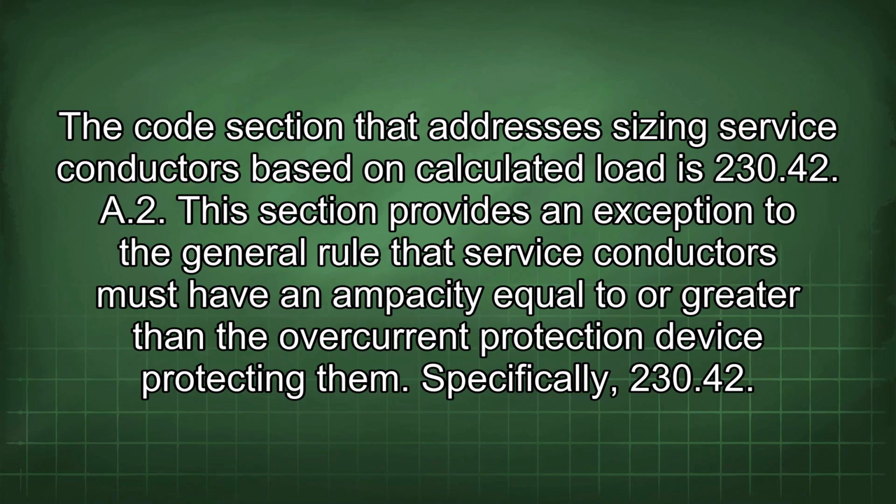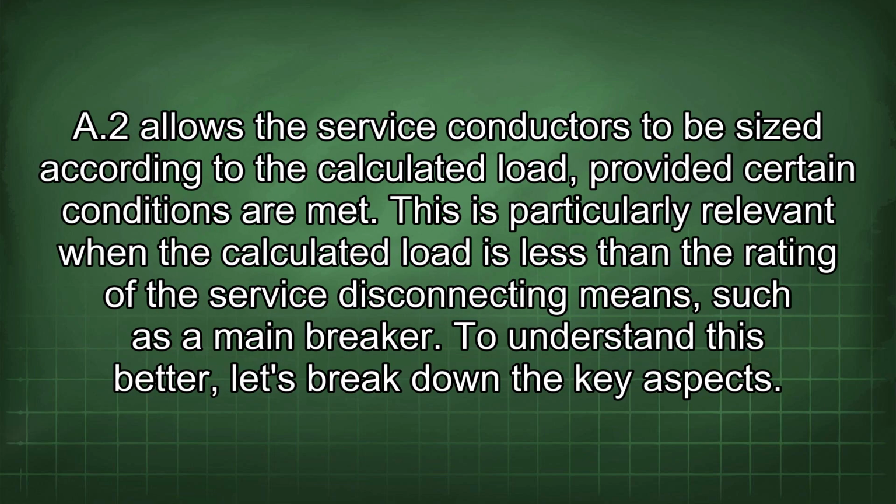The code section that addresses sizing service conductors based on calculated load is 230.42(A)(2). This section provides an exception to the general rule that service conductors must have an ampacity equal to or greater than the overcurrent protection device protecting them, specifically 230.42(A)(2). It allows the service conductors to be sized according to the calculated load, provided certain conditions are met.